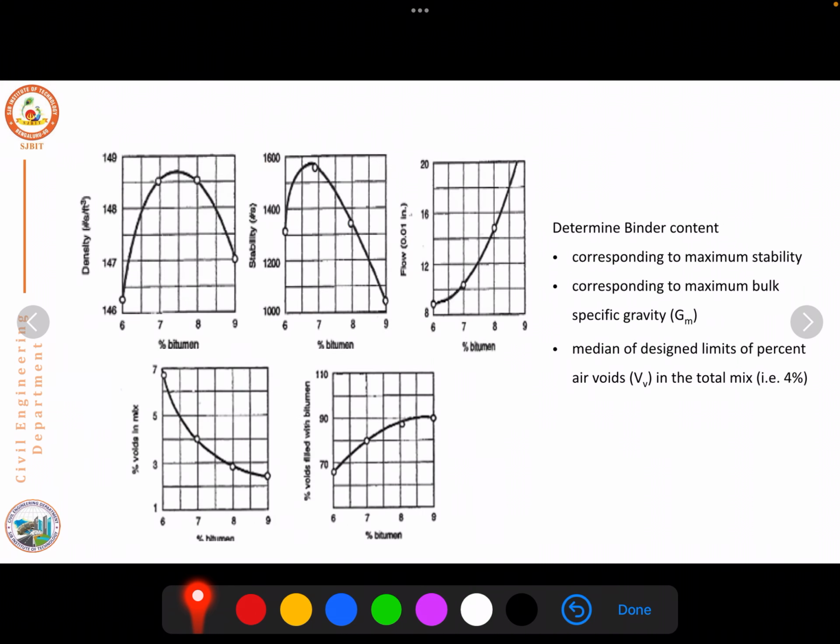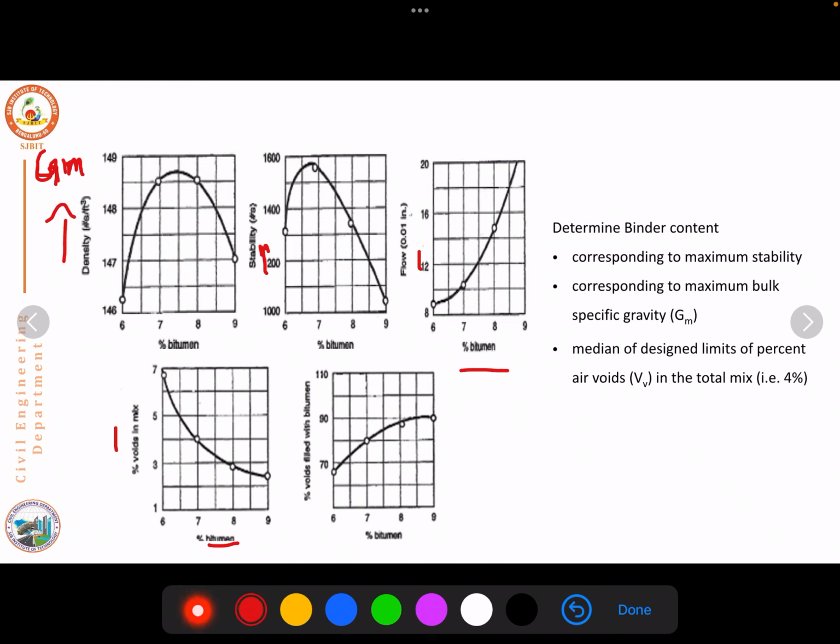I'll just show you some representative graphs of how this will be plotted. The first one will be the bitumen content versus the bulk density, nothing but the GM value. The second, bitumen content versus the stability value. Third, bitumen content versus the flow. Then bitumen content versus the voids in the mix. Last, bitumen content versus the voids filled with the bitumen.